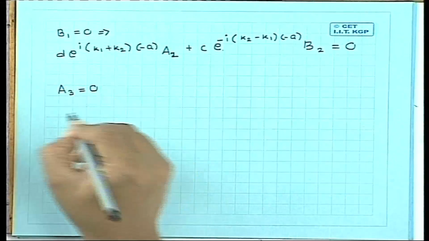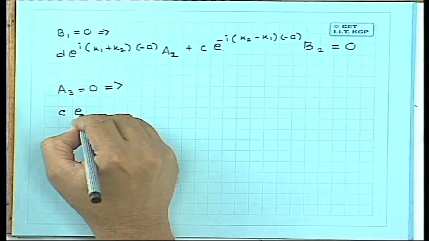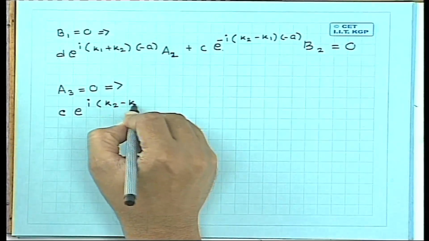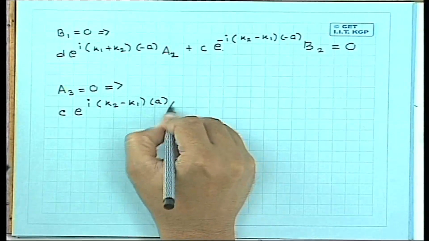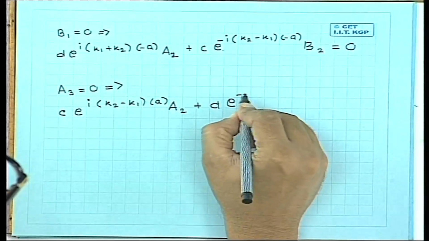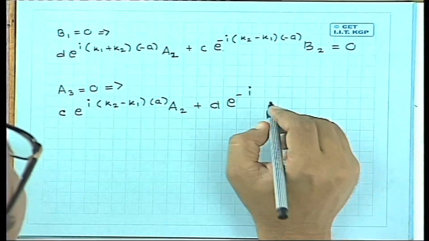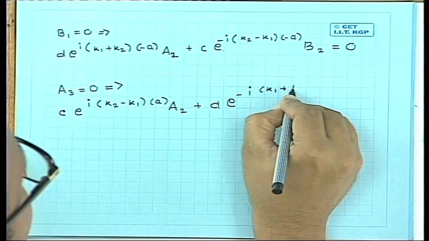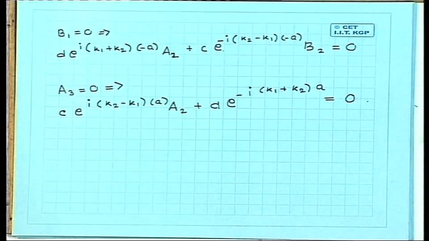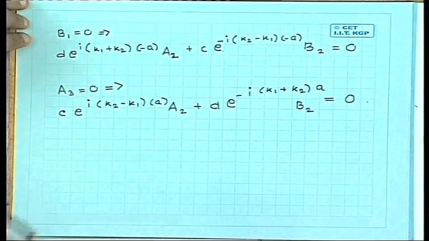And A3 equal to 0 implies C e to the power I delta 1, where delta 1 is K2 minus K1 A, into A2, plus D e to the power minus I delta 2, and delta 2 is K1 plus K2 A, into B2, is equal to 0. So this is what we have.